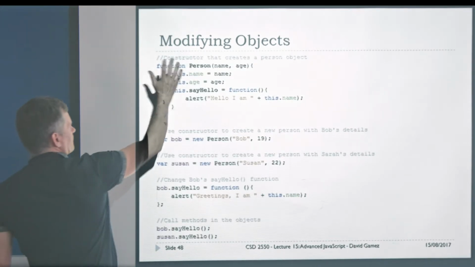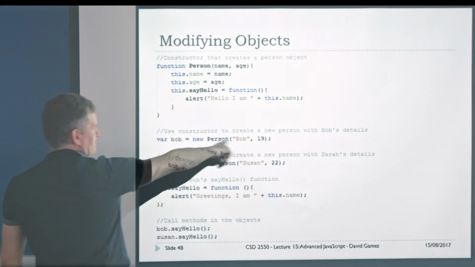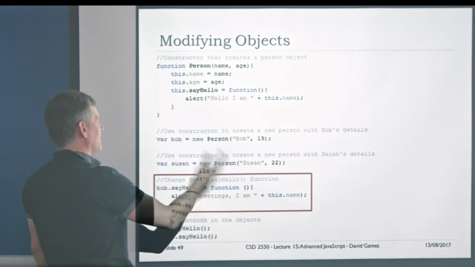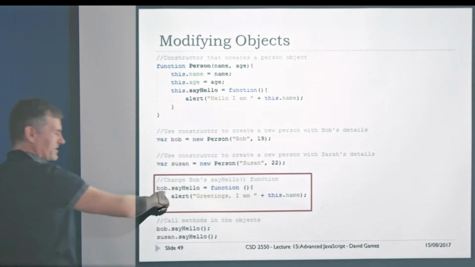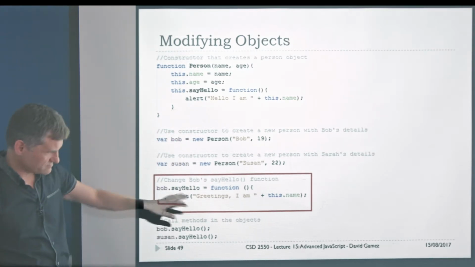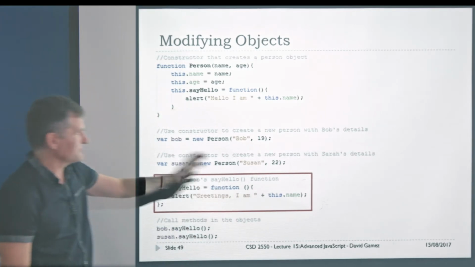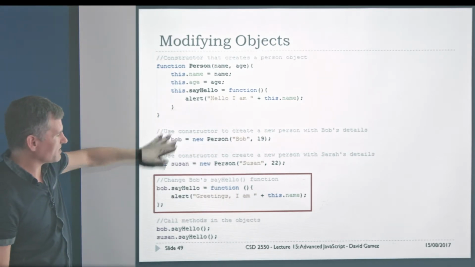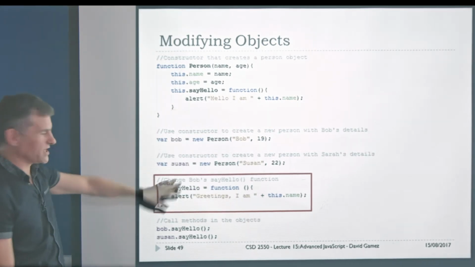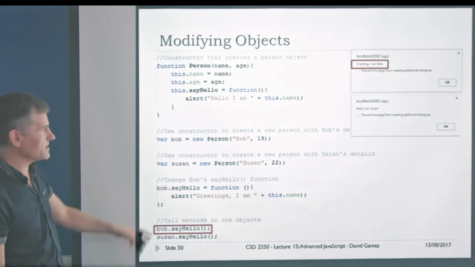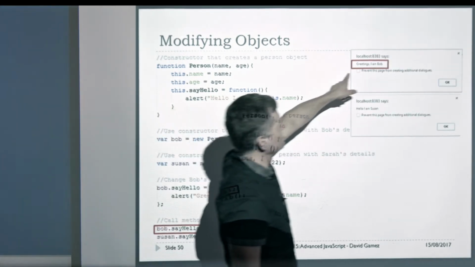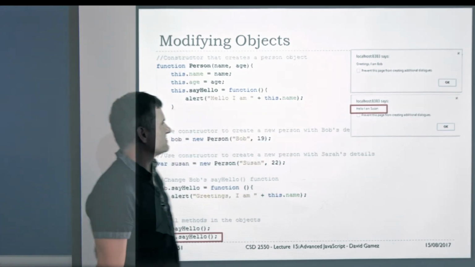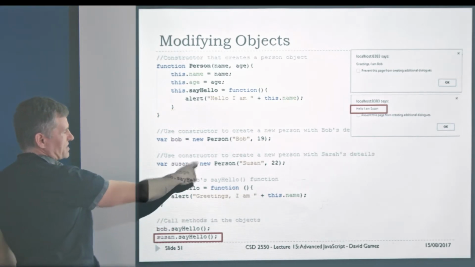So here we've got our constructor. We're creating a new person Bob, and a new person Susan. But after I've created my Bob object, I'm going to change the sayHello function to say, in this case, "greetings, I am" whatever the name is, whereas this one is saying "hello, I am." So now when I call sayHello with Bob, it says "greetings, I am Bob." But when I do Susan.sayHello, it just says "hello, I am Susan." So I've only changed the Bob object.